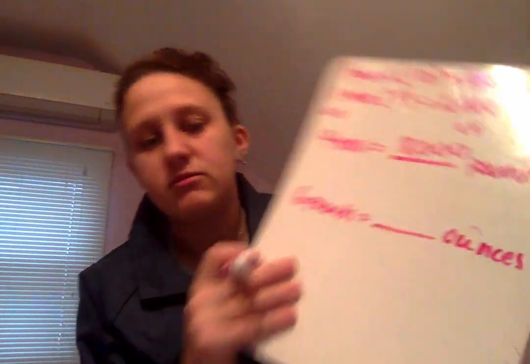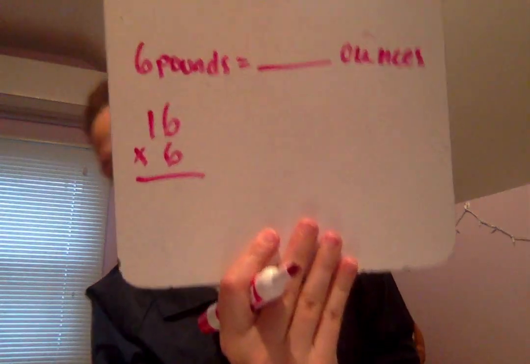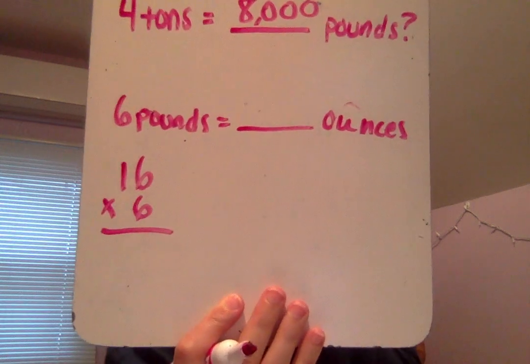16 times 6. So I would have to do that math like this, and I would have to multiply the way we learned to multiply. And I know that this would get me 96. So all you're doing is multiplying both sides. From 1 to 6, you multiply by 6. So you're just determining what you need to multiply by. Let's do another one.